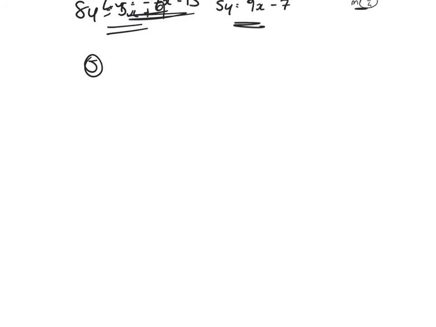Okay, let's try one more example, and this time let's go for this one. I'm going to say that cuts the x-axis at minus 2, and that is the point 2, minus 5.